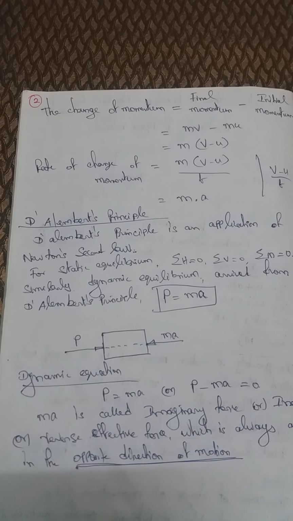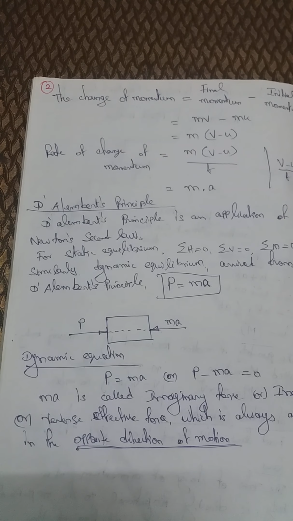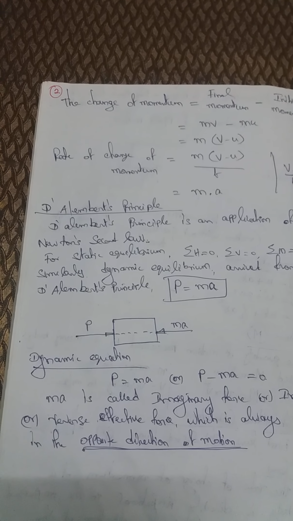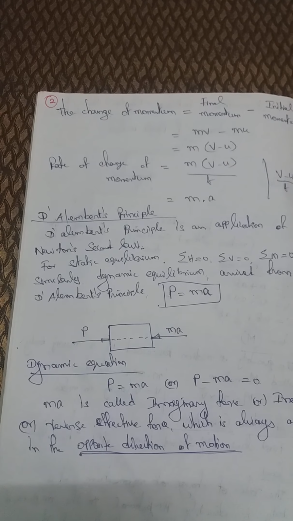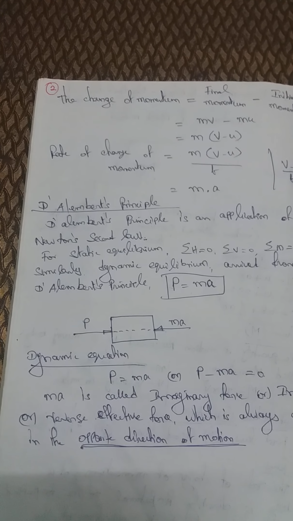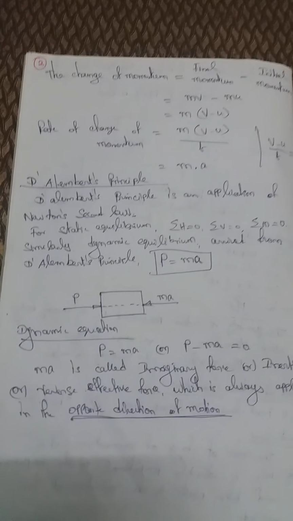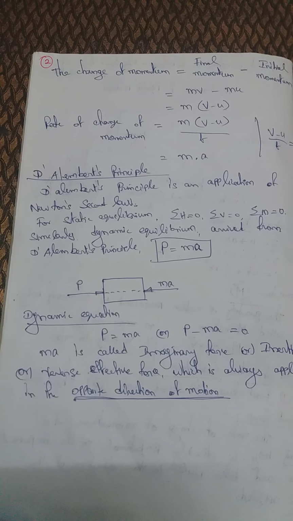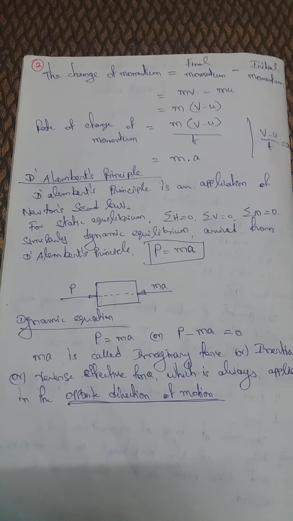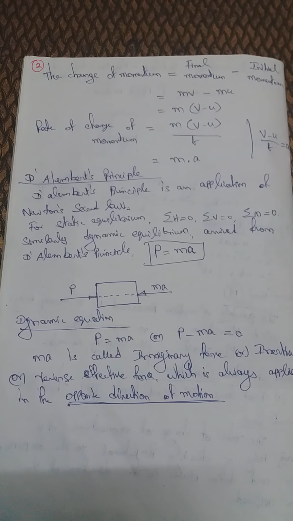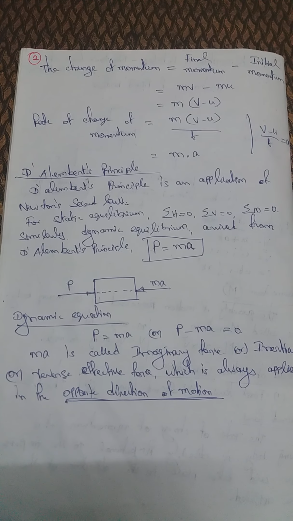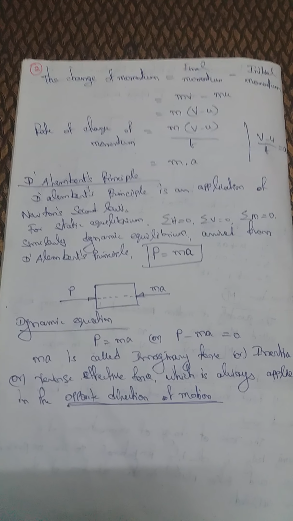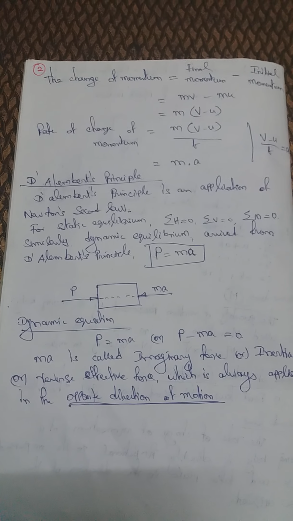Let us consider this block. The force P is applied on the block in the forward direction. So an imaginary force should act in the opposite direction of the force applied, that is ma. That ma is the imaginary force, called the inertia force. So let me write P is equal to ma, that is P minus ma is equal to 0, where ma is the imaginary force or inertia force or reversed effective force, which always acts in the opposite direction of the motion of the body, like a frictional force.